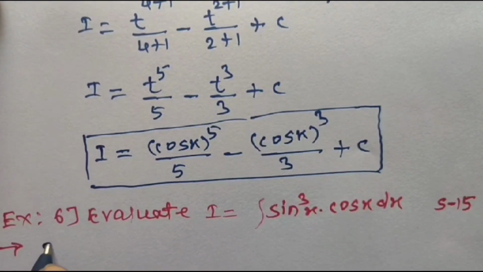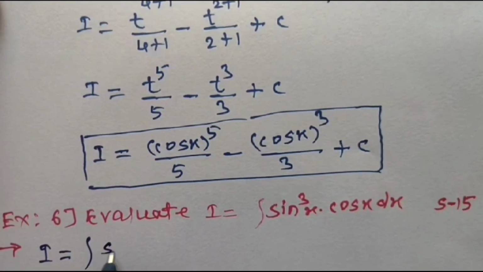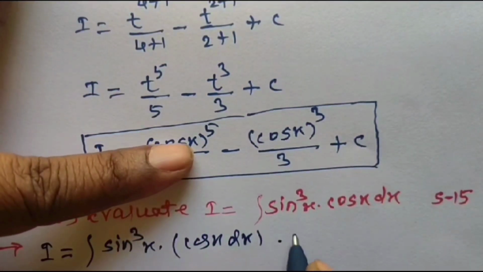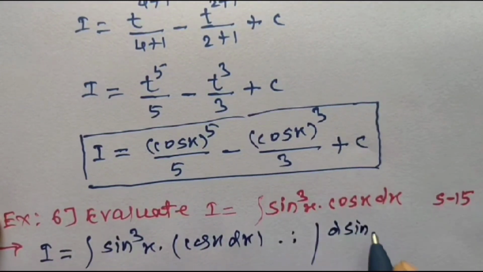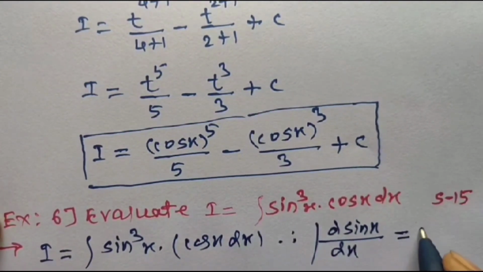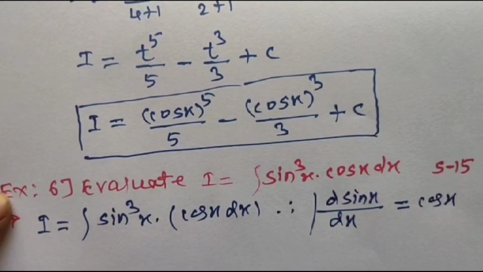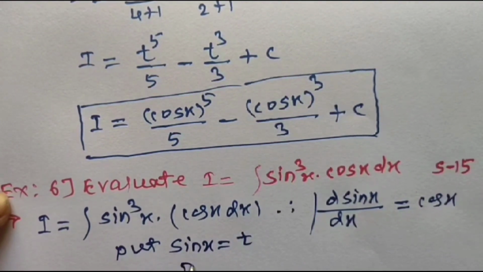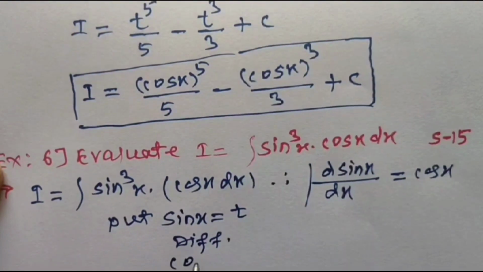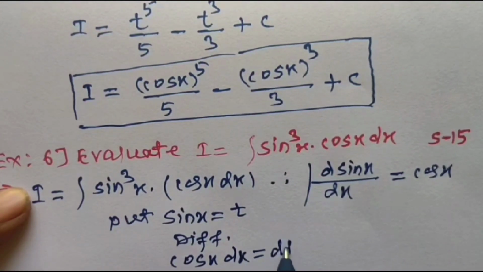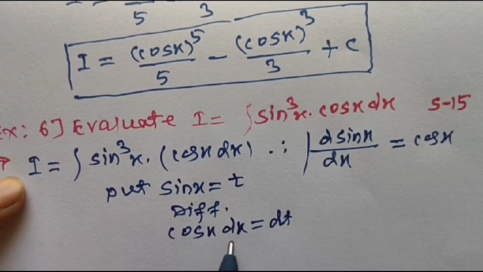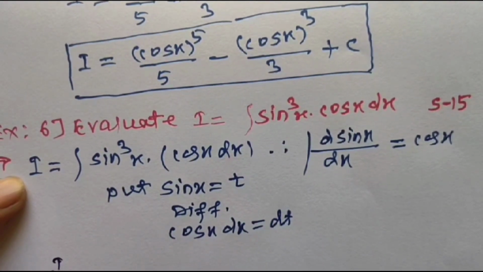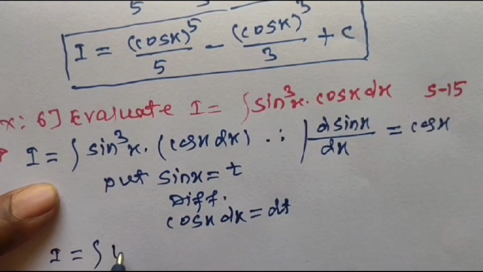So this can be written as I is equal to the integral of sin cube x into cos x dx. Since we know the derivative of sin x with respect to x is equal to cos x, we can use substitution for sin x. Sin x is equal to t. Differentiate this. Hence, cos x dx is equal to dt. Then using the substitution, you can replace cos x dx by dt and sin x by t in the given integral. Hence, I is equal to the integral of t cube dt.